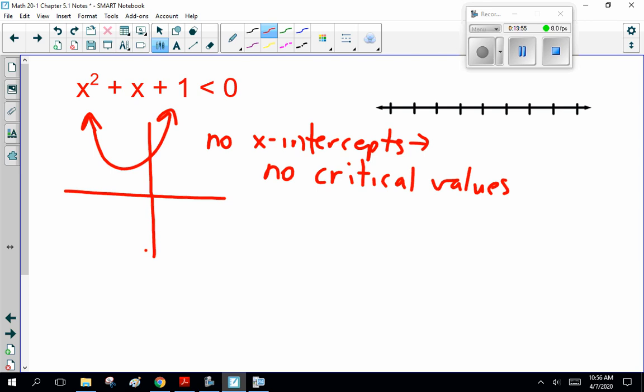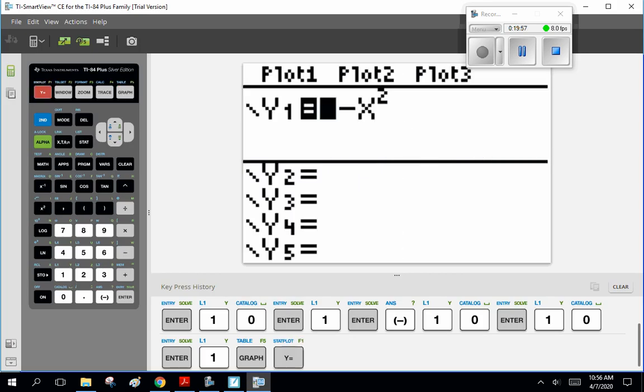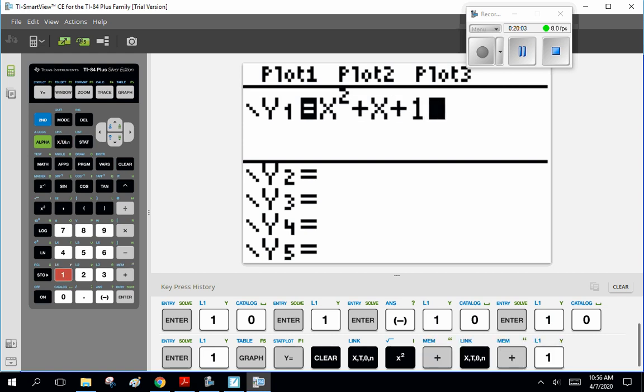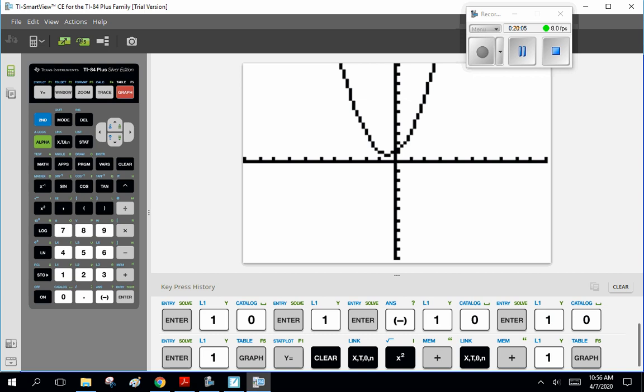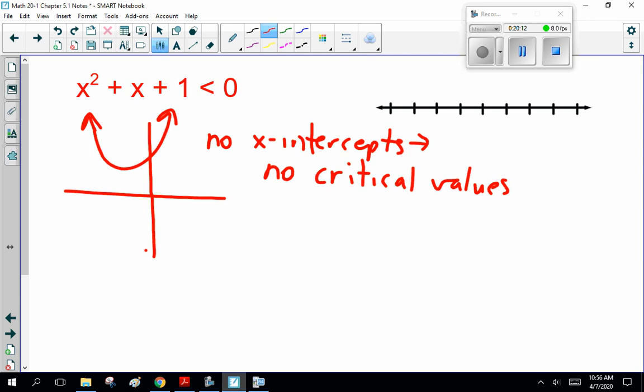So let's double check that. Y equals x squared plus x plus 1 graph. It comes close, but it does not cross the x-axis. You guys see that? That's important. So there's no x-intercepts, no critical values, which means there's only one section to check, the entire thing. Either everything works or everything doesn't work.